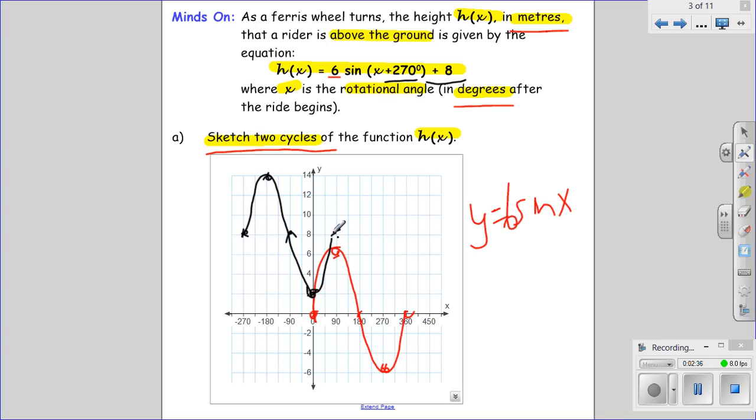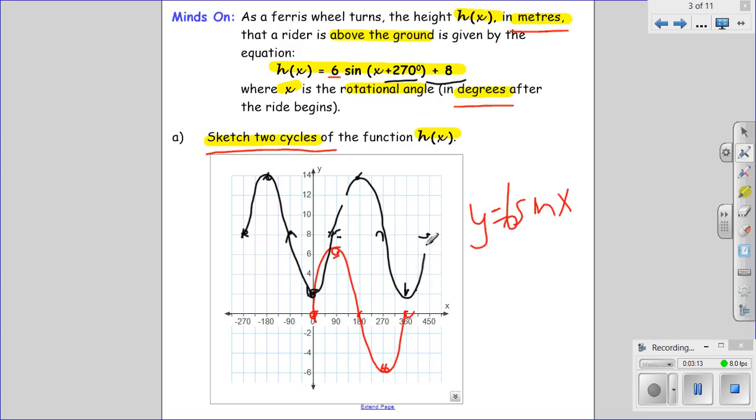And we know that if we want 2 cycles, all we have to do is pick up each of these points and move it right 360 degrees. So we're going to go right 90, 180, 270, 360. So we're starting where the last cycle ended. Right 90, 180, 270, 360, and we repeat this for each remaining point.